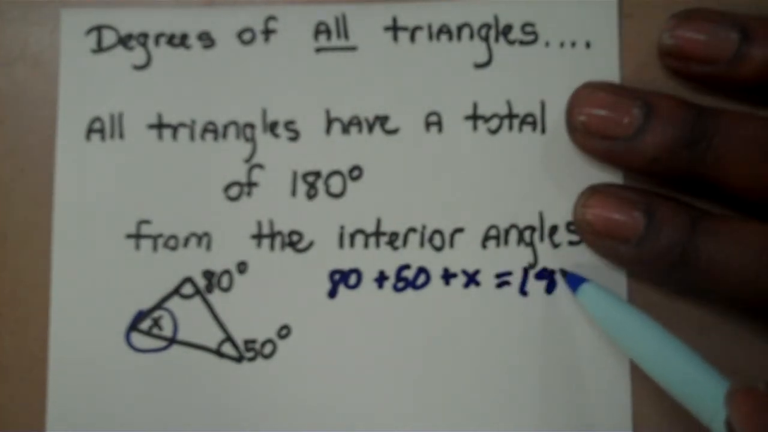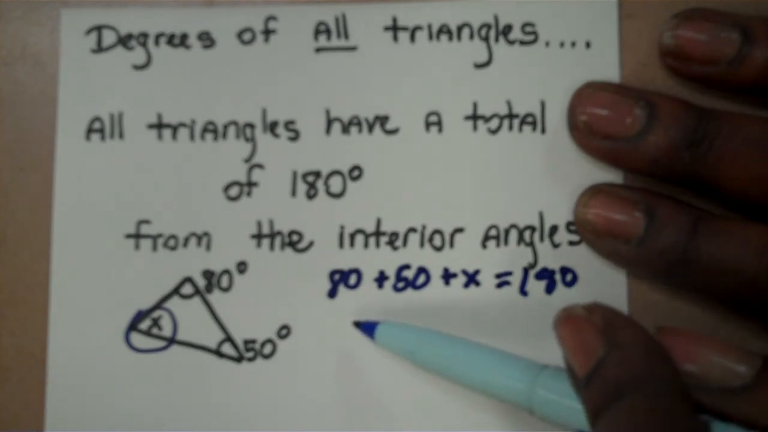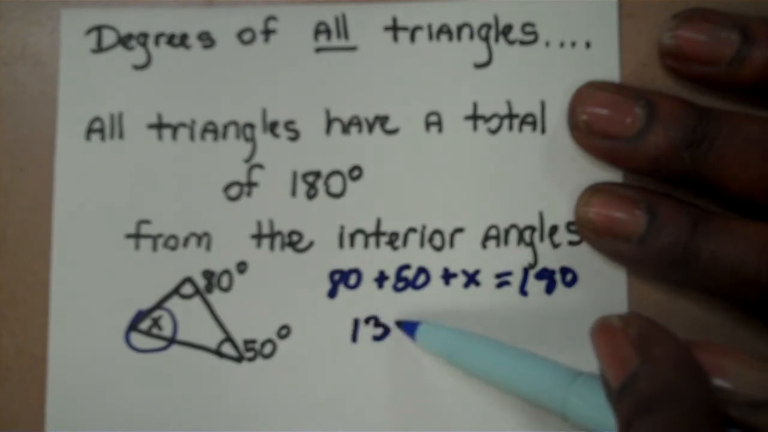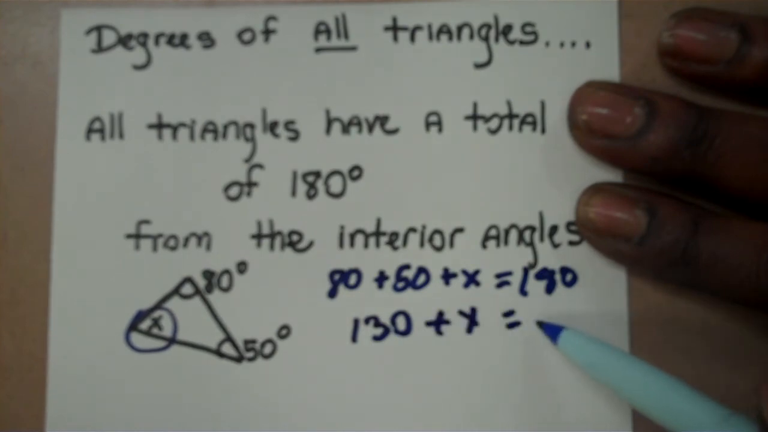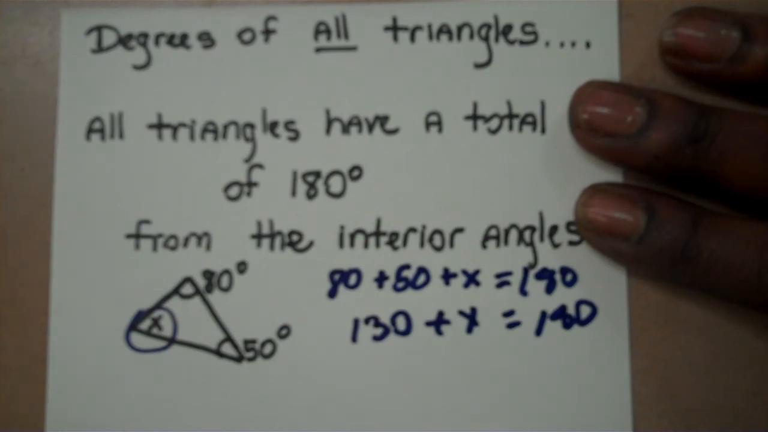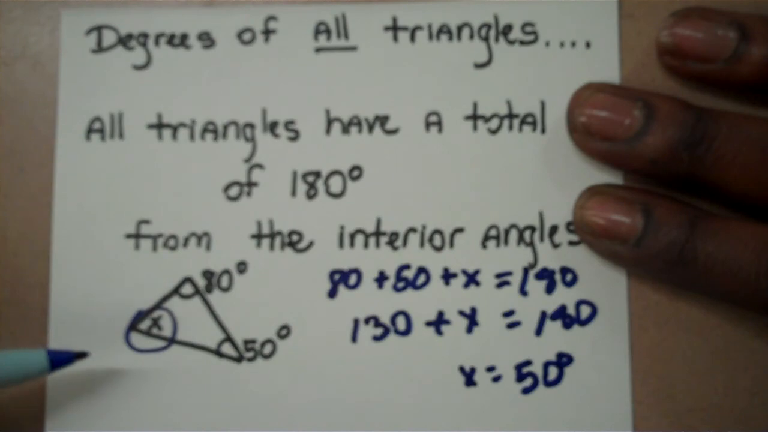equal 180 degrees. So I'm going to combine my like terms, 80 plus 50 to get 130 degrees. Plus x equals 180, and then I can figure out that x must be 50 degrees in order to make this statement true. So by using the property, I have found the measurement of the missing angle.